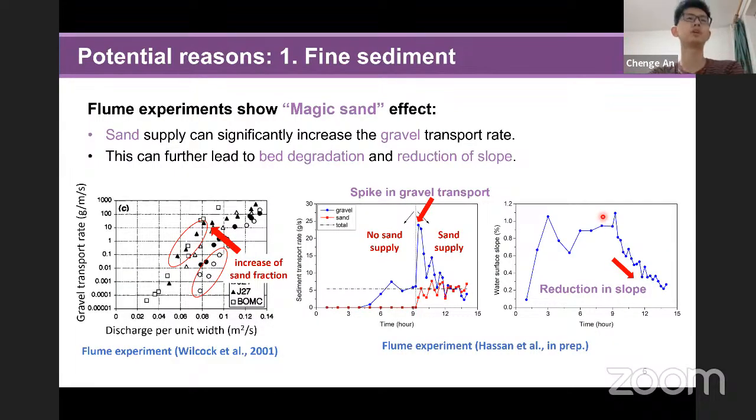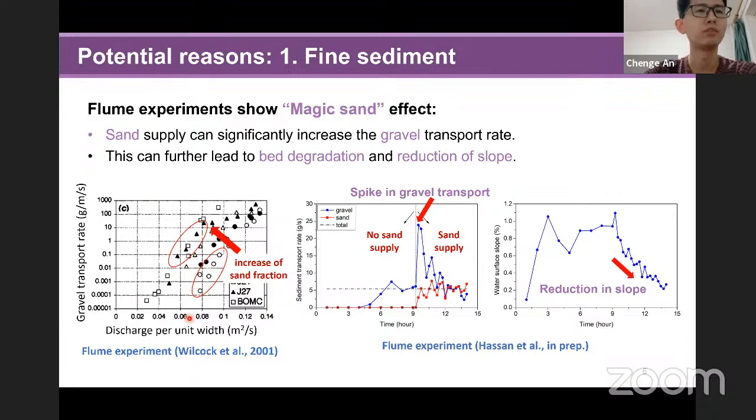So several different hypotheses have been proposed to explain the dramatic degradation of this Xijing River. The first hypothesis is about the supply of fine sediment. In many previous flume experiments, the experiments showed the magic sand effect, which is that sand supply can significantly increase the gravel transport rate. This can further lead to bed degradation and reduce the channel slope.